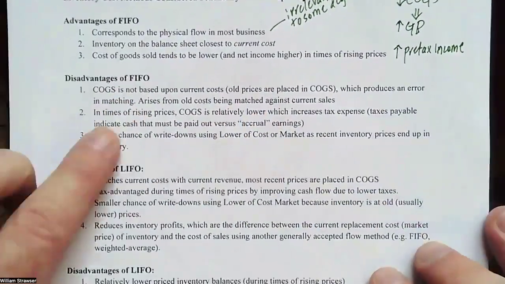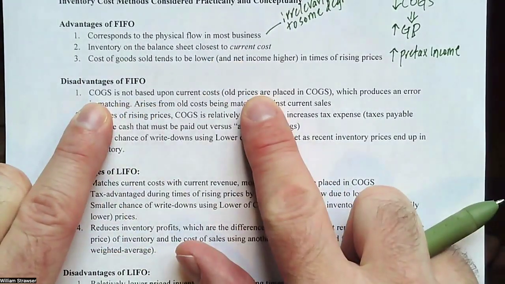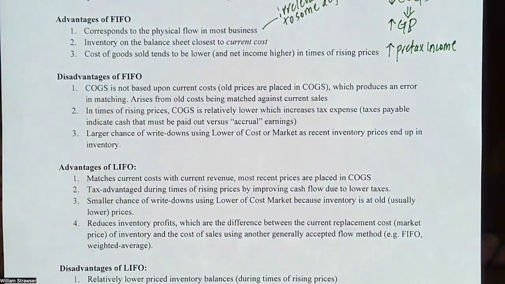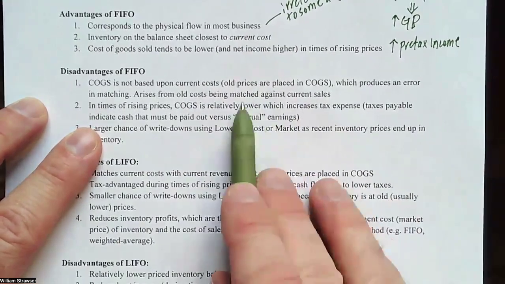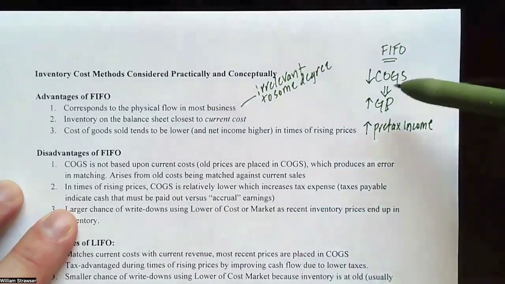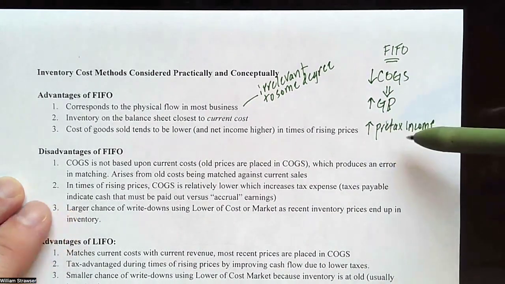Disadvantages of FIFO, right? Well, the inventory on the balance sheet is current, but cost of goods sold is in those older prices, our older purchases, right? And that creates an issue with matching. We're not really matching the most current inventory costs against our sales prices. In times of rising prices, this creates more tax expense. As I showed up here, cost of goods sold being reduced by FIFO increases gross profit, which increases my pre-tax income.